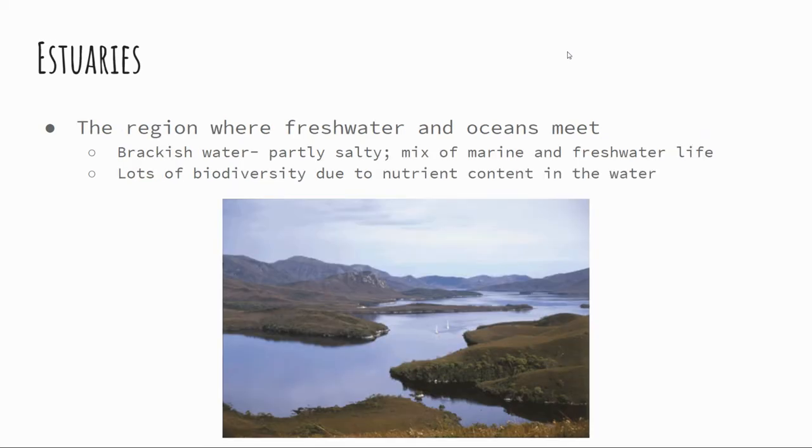Estuaries are the regions where freshwater and oceans meet, kind of like at the mouth of the Mississippi River down in the Gulf of Mexico. And this produces brackish water, which is partly salt water and partly fresh water. And you'll see a mix of marine and freshwater life. And there's a lot of biodiversity here due to nutrient content, both from the river and from the ocean. So very interesting ecosystems at these estuaries.